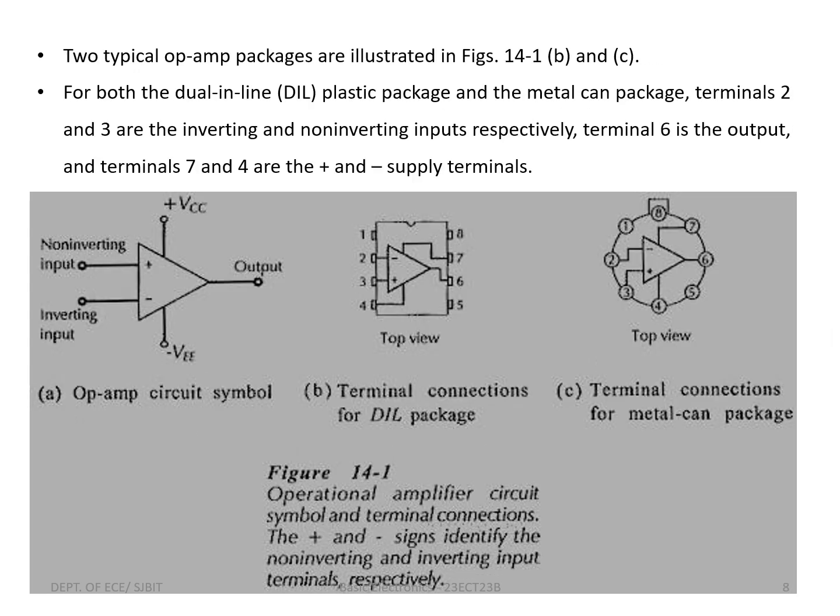So here are two typical op-amp packages, the dual inline plastic package and the metal can package. Terminals 2 and 3 are the inverting and non-inverting inputs respectively. Terminal 6 is the output and terminals 7 and 4 are the plus and minus supply terminals.